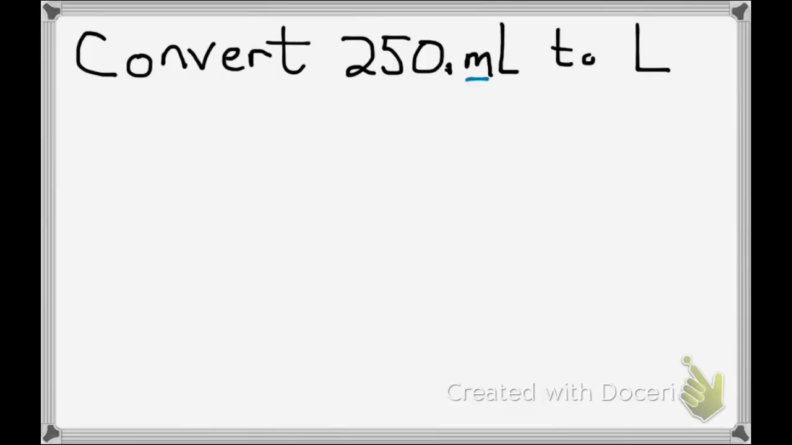Now milli is 10 to the negative 3rd level. It's 1/1000th. And liters is a base unit. So base units correspond to 10 to the 0 power, or just 1. So we can see there's 3 powers of 10 difference between the units that we want to convert in between. And so now the question remains, which direction should we move our decimal point 3 places?